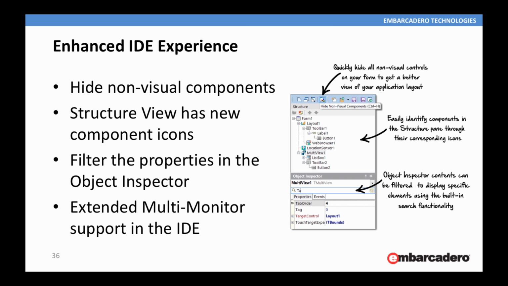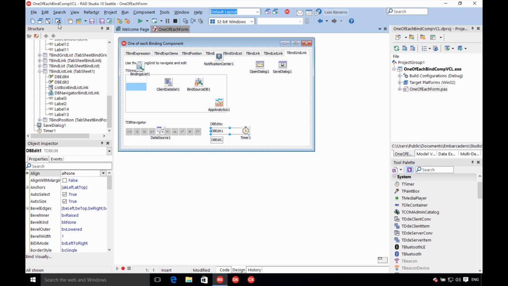In this slide, I'm going to talk about a few features focused on enhance the IDE experience and improve the productivity when working with the designer. The first of them is the possibility to hide non-visual components. This nice feature makes life way easier when dealing with forms that have lots of non-visual components. Pressing this Hide Show Non-Visual Components button on the View toolbar will allow developers to work in the design of the form in a better way. Ctrl-H is the shortcut for this operation.